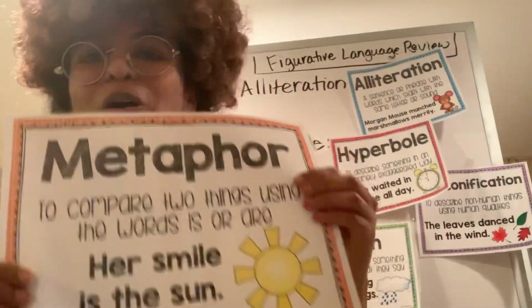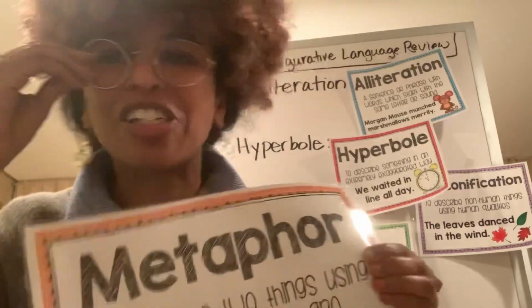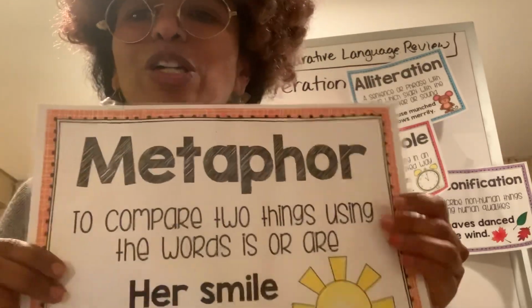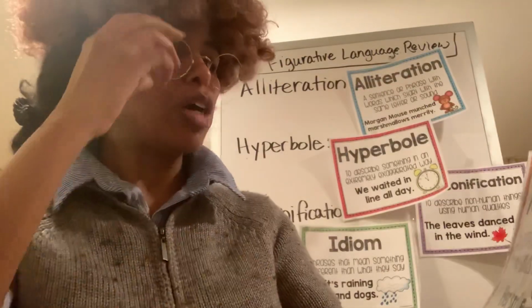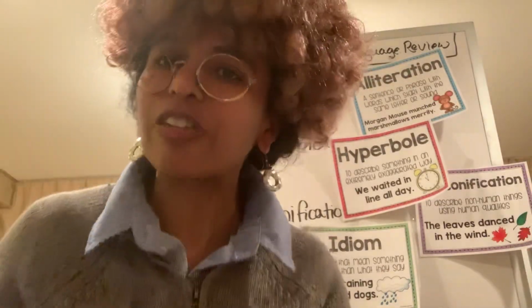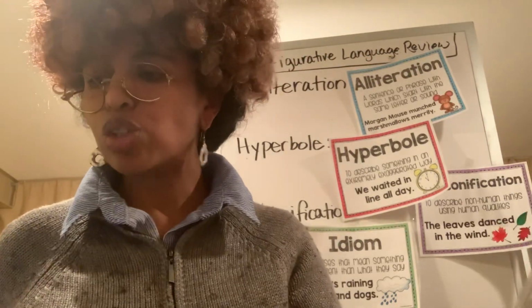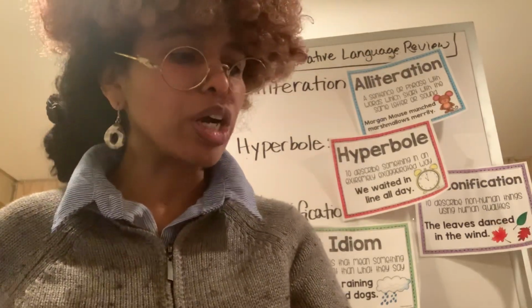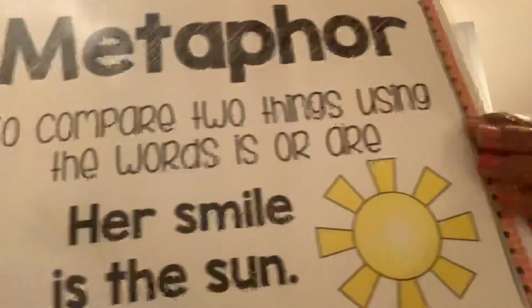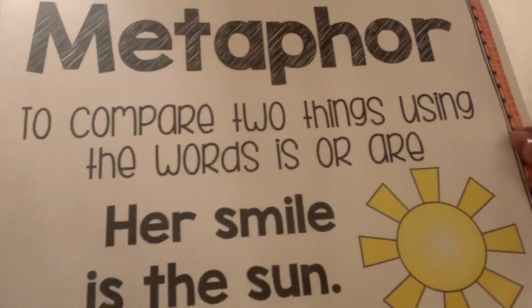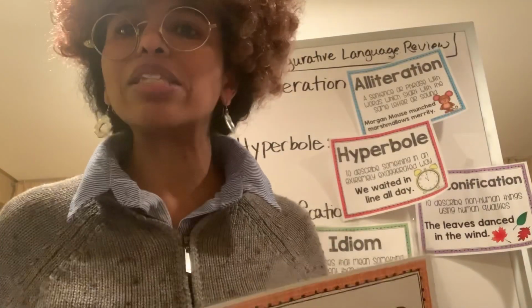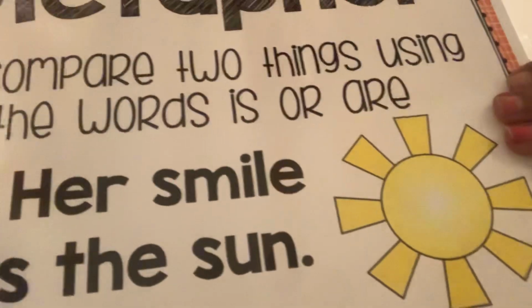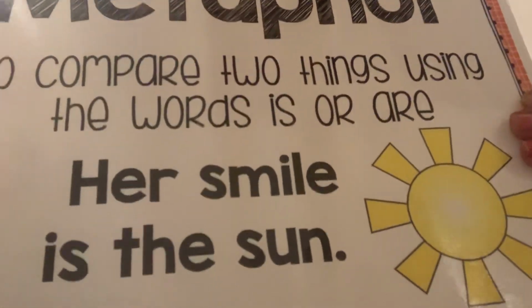Next, we have a metaphor. Oh, do I love a good metaphor. Metaphors are clever, friends. Oh, they are so clever. For example, metaphor, and let's define it first. It means to compare two words using is or are. For example, instead of in a poem saying she smiled brightly, you might say her smile was the sun or is the sun.